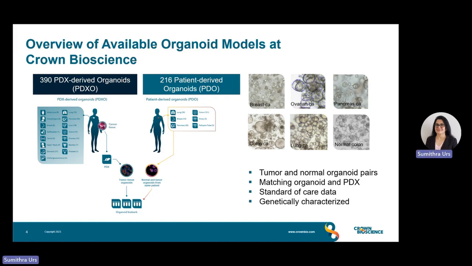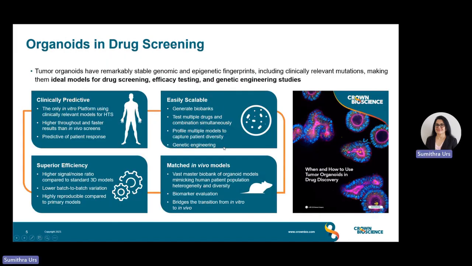These models have been genetically characterized by RNA sequencing and whole exome sequencing, and their response to common standard of care agents as well has been characterized. The next obvious question is how, why, and what makes Crown Bioscience organoids unique for drug screening programs?